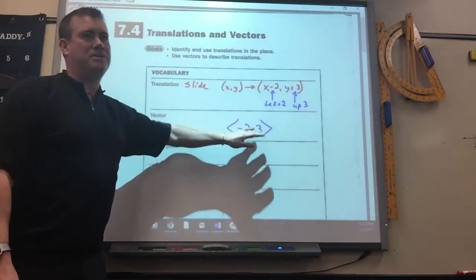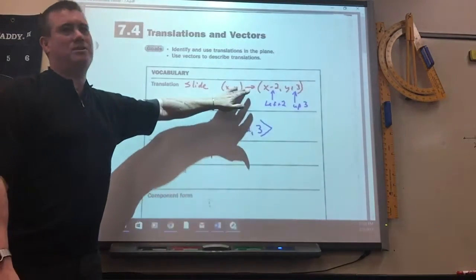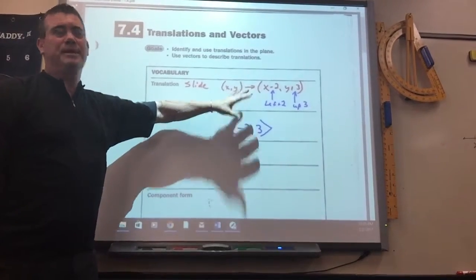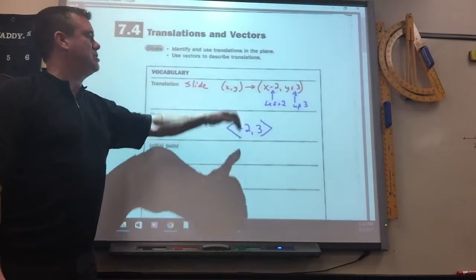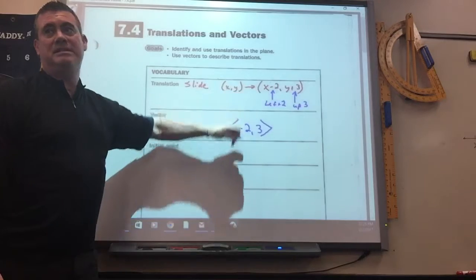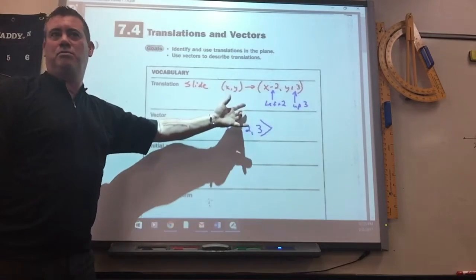It's just this represents a vector. This is a translation, but they do the same thing. This is called vector notation. This is called coordinate notation. You do have to know how to do both ways.